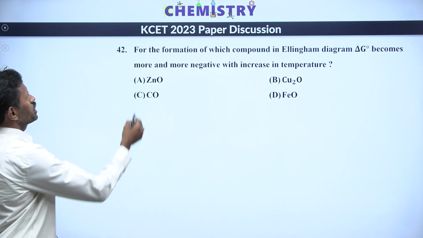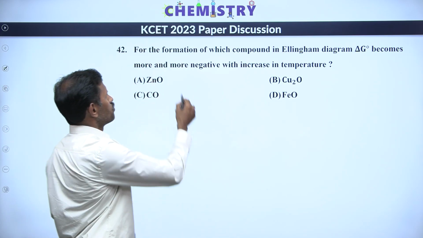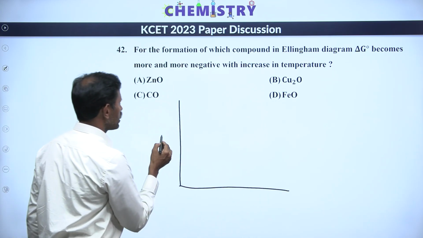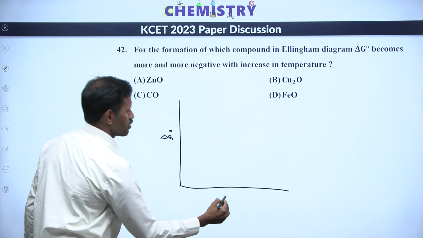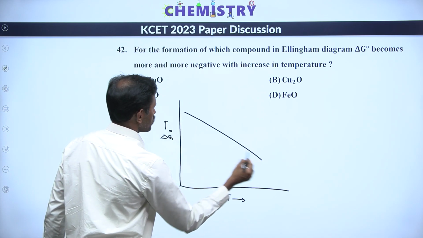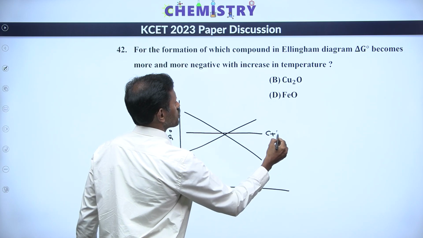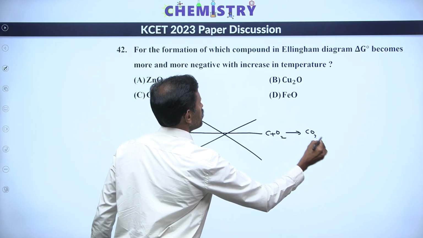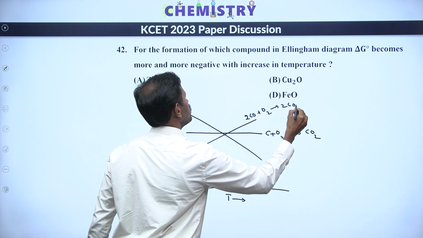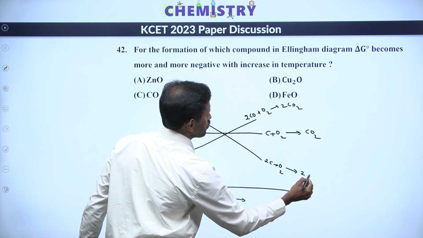Next, question 42. For the formation of which compound in the Ellingham diagram does delta G naught become more and more negative? If you see the Ellingham diagram, this is delta G naught versus temperature. Here there are 3 graphs. This one is C plus O2 giving CO2. Here 2CO plus O2 giving 2CO2. This is 2C plus O2 giving carbon monoxide.